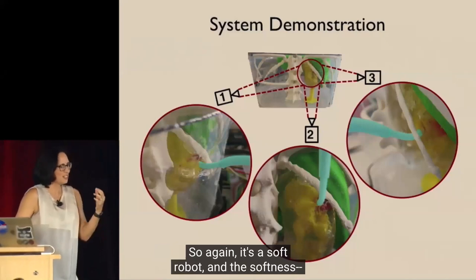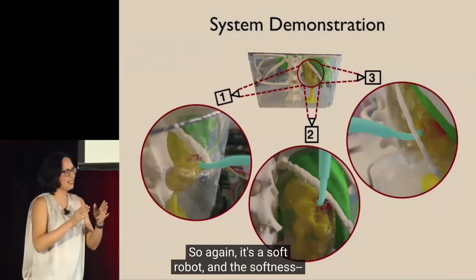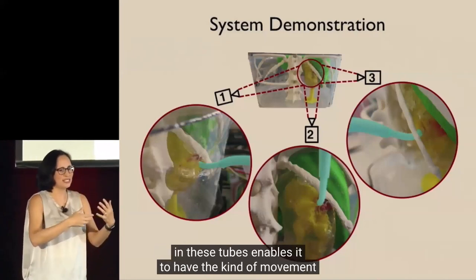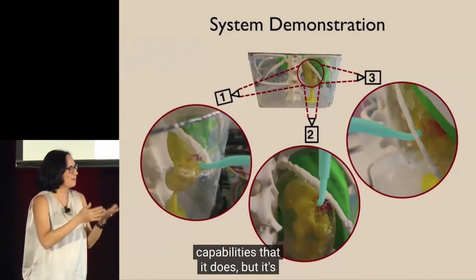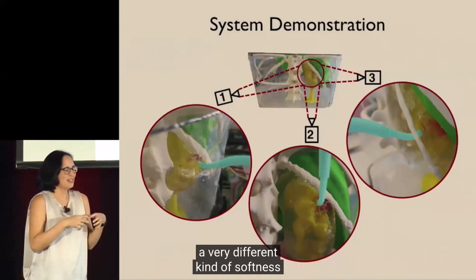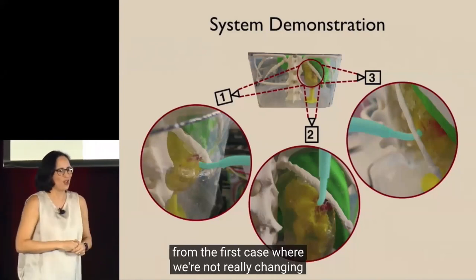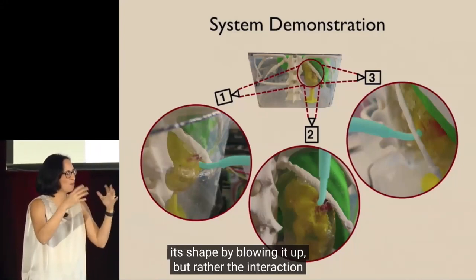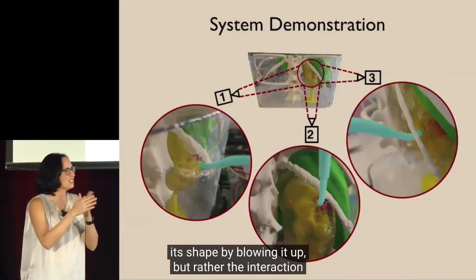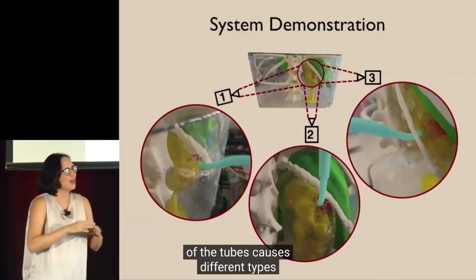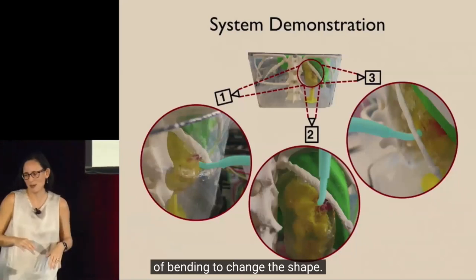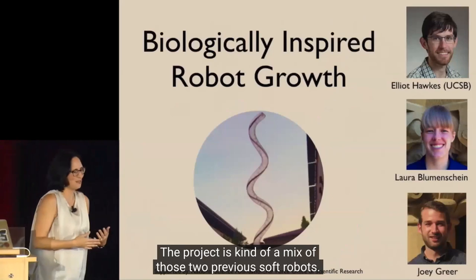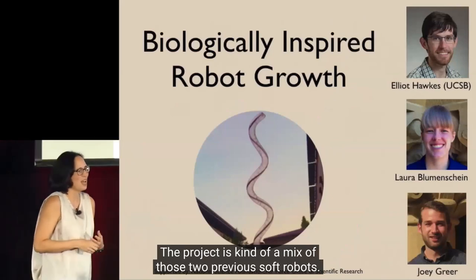So again, it's a soft robot, and the softness, that is the flexibility of the plastic in these tubes, enables it to have the kind of movement capabilities that it does, but it's a very different kind of softness from the first case, where we're not really changing its stiffness, and we're not really fully changing its shape by blowing it up, but rather the interaction of the tissue of the tubes causes different types of bending to change the shape. The third project is kind of a mix of those two previous soft robots.